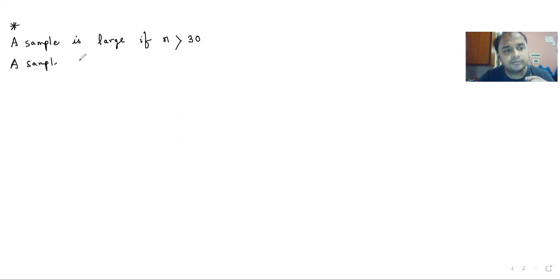A sample is large if n is greater than 30. A pretty small figure. If n is greater than 30, this is a large sample. A sample is small if n is less than 30. Okay, so if n is large, that means n is greater than 30, n is small if n is less than 30, and now you can correlate the two things.